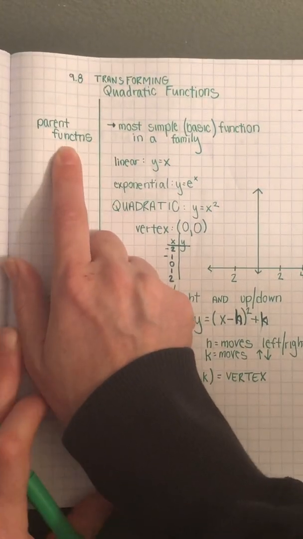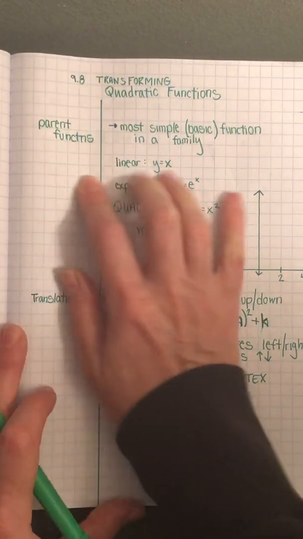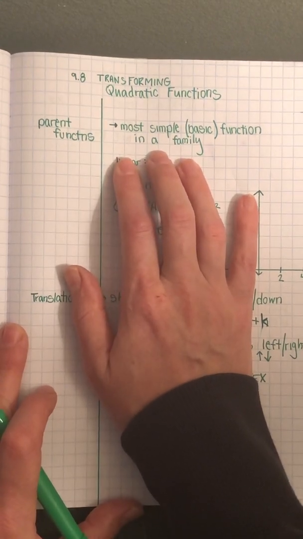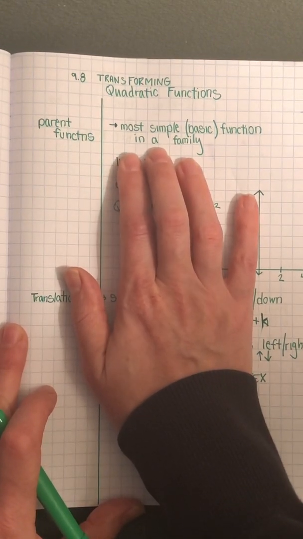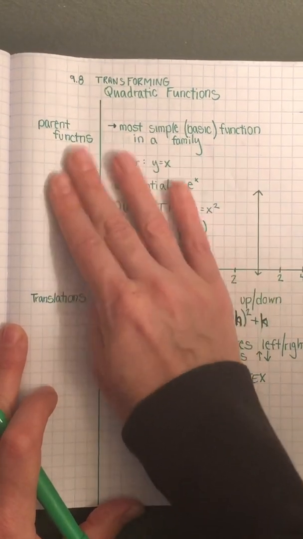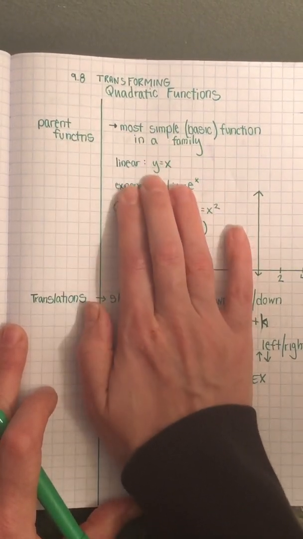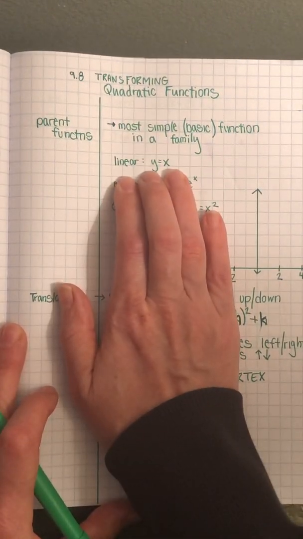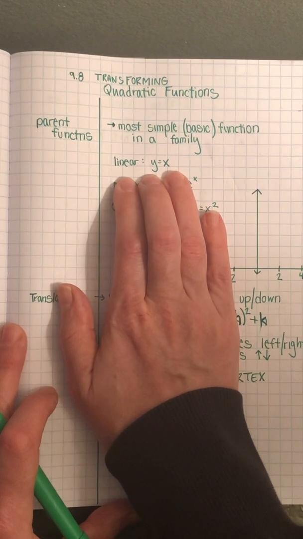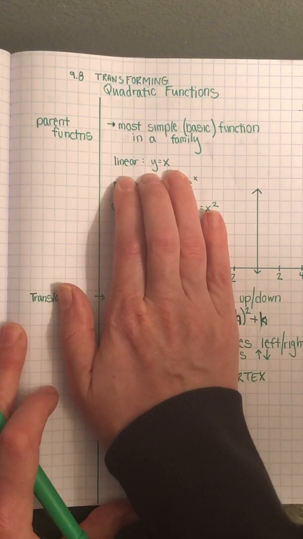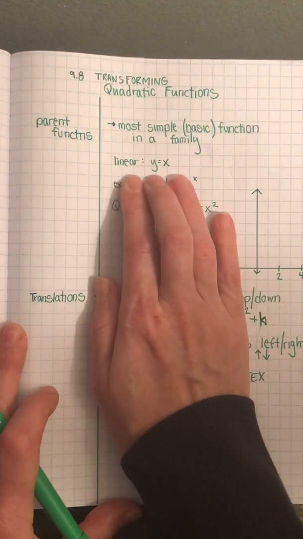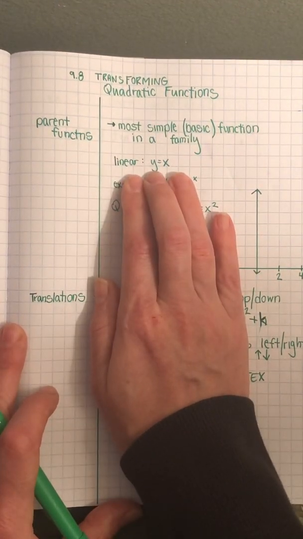So the first thing I want to talk about is what's called a parent function, and that's the most simple or basic function in a family. It's almost like the most boring, nothing's been changed. You've actually been exposed to 3 parent functions without calling them parent functions. Linear is just y equals x. It's this diagonal line where 1 equals 1, so the points are like 1, 1, 2, 2, 0, 0, negative 1, negative 1. It's like a perfect diagonal line that goes across the origin.